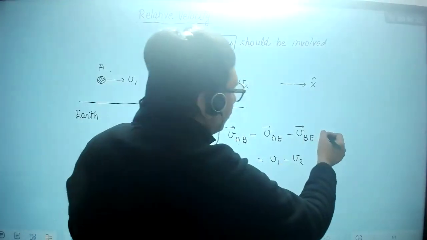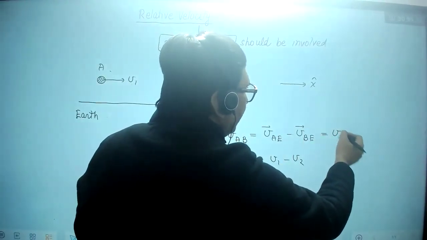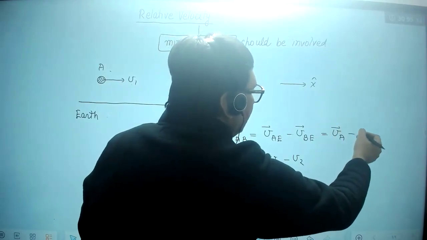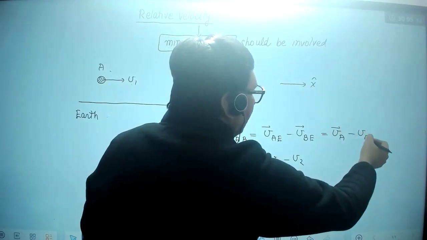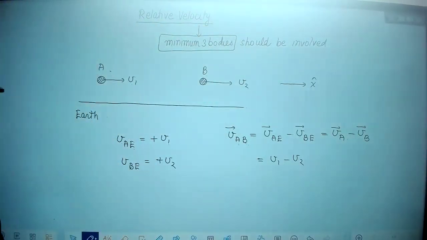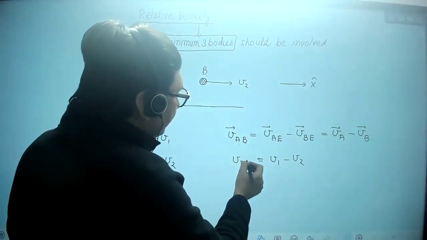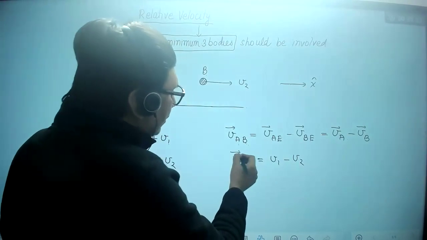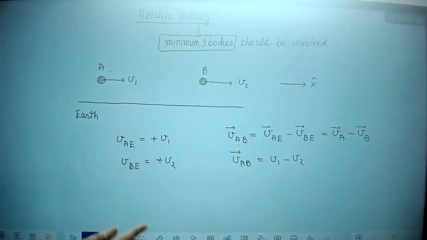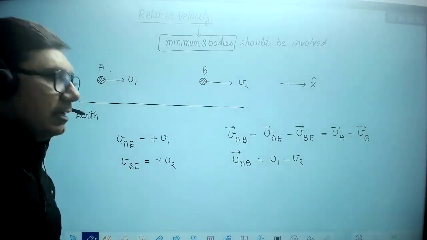In most of the books, you find they write like this, that VAB, velocity of A with respect to B, is VA minus VB. But remember this, here E is hidden, and this is the velocity of A with respect to B. Now, suppose you want to find out the velocity of B with respect to A.